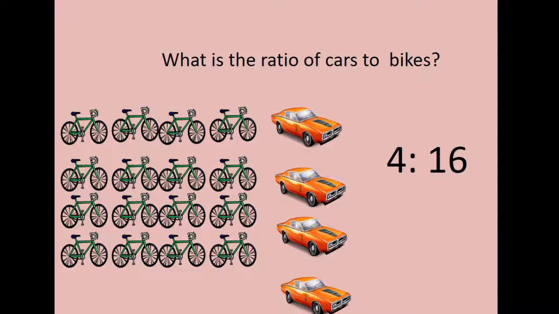Simplifying ratios works in a very similar way in which we simplify fractions. We need to see a common factor that goes into both the numbers in the ratio. In this instance, they are both divisible by 4. So 4:16 simplified is 1:4.